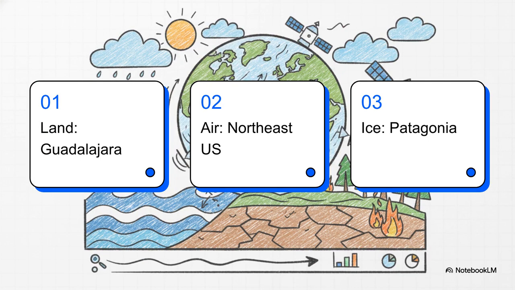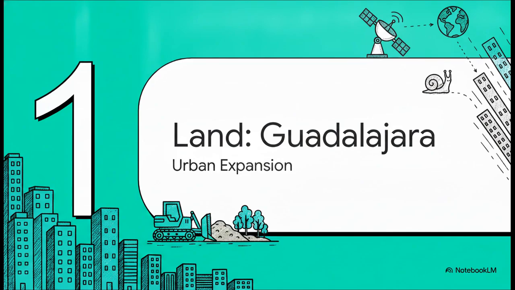So, here is our lesson plan for today. We're making 3 stops. Station 1 is land, focusing on Guadalajara. Station 2 is air, tracking changes over the northeast U.S. And Station 3 is ice, way down in Patagonia. All right, let's get started with station number 1, land, and specifically Guadalajara's urban expansion.